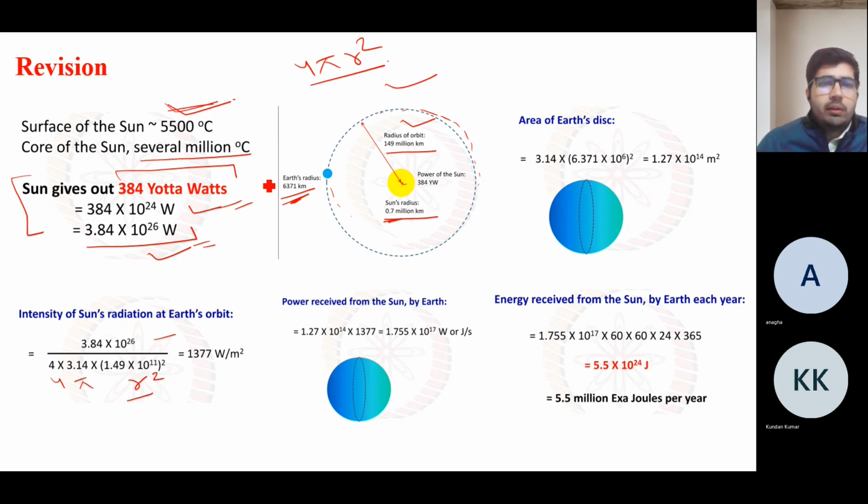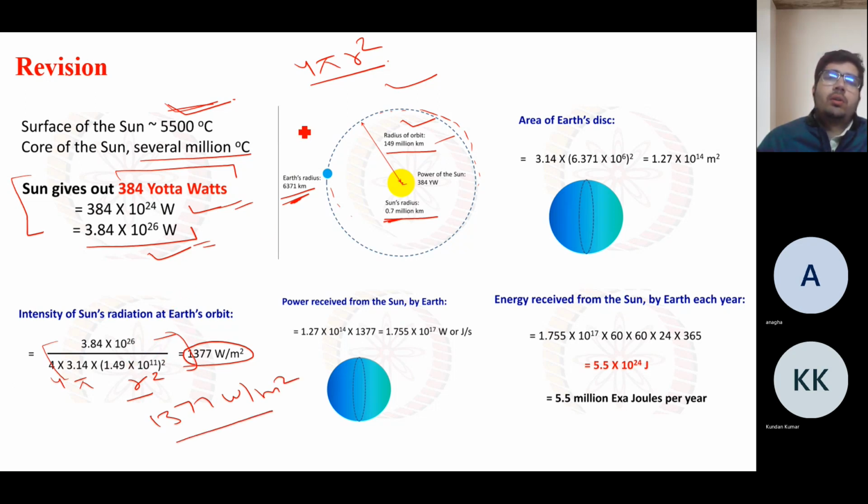Here r is 149 million kilometers, which can be written as 1.49 into 10 to the power 11 meters, squared. This calculation will give you 1377 watt per meter square. So 1377 watt per meter square of energy is coming from the sun to this orbit, which is around 149 million kilometers in radius.